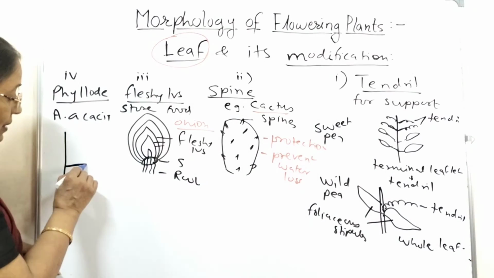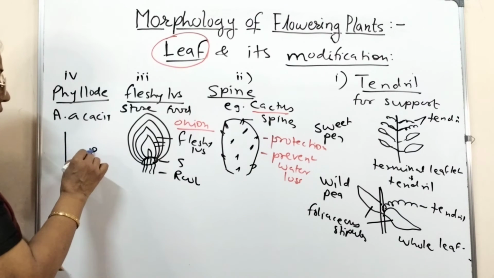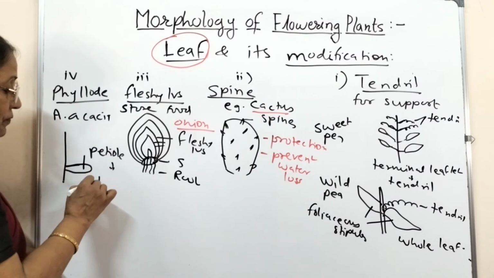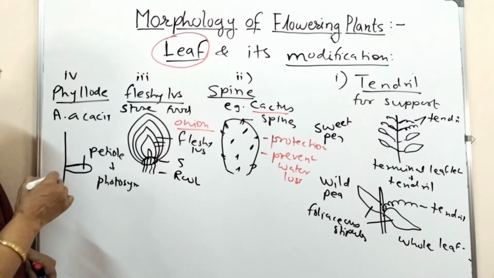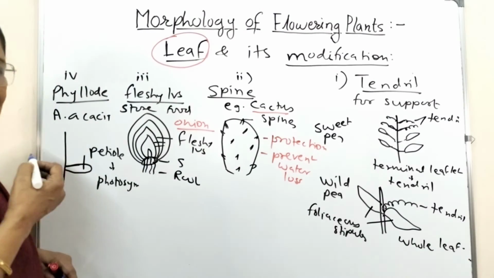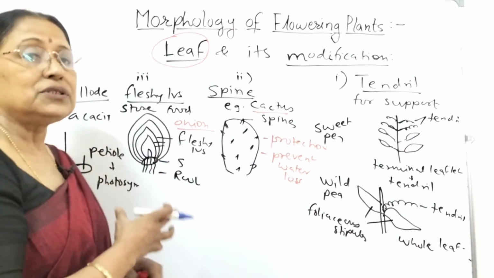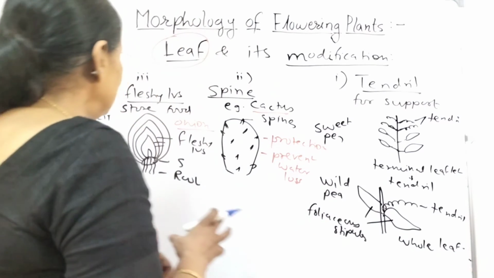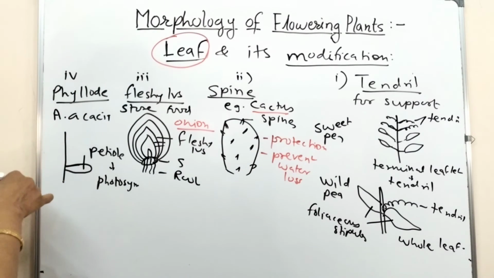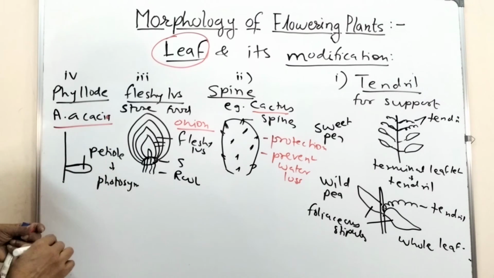Then this petiole becomes flattened, bigger in size, a flattened and green petiole. This is the petiole which now is performing the photosynthesis because the lamina is not there. Photosynthesis is the function of leaf but not of petiole. It is the function of lamina, but here it is the petiole which is doing the photosynthesis. That's why this is also a modification of leaf which is found in Australian acacia. So this is phyllodes, where petiole is doing photosynthesis.